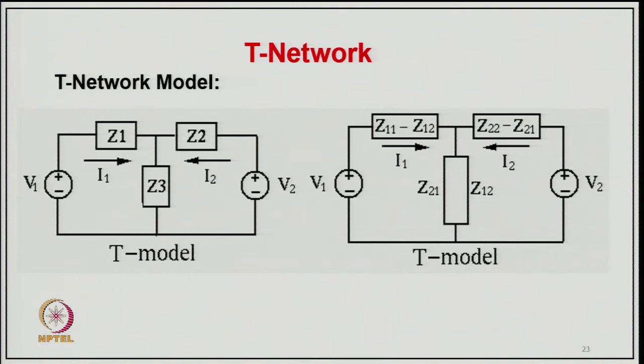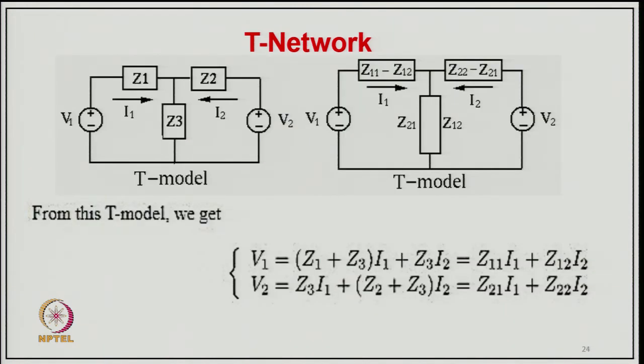We can define the T network parameters in the T model, where we have input voltage V1 and output voltage V2, and parameters Z1, Z2 and Z3, with input current I1 and output current I2. We can represent this T model in terms of Z parameters. Z1 equals Z11 minus Z12, Z2 equals Z22 minus Z21, and Z3 equals Z21, which equals Z12 in a reciprocal network like the T network.